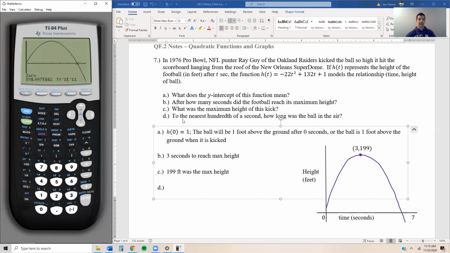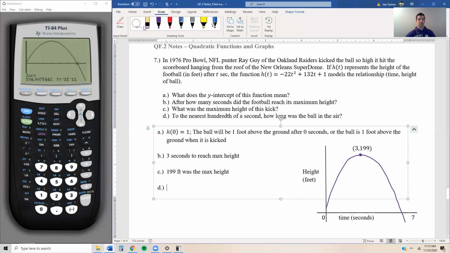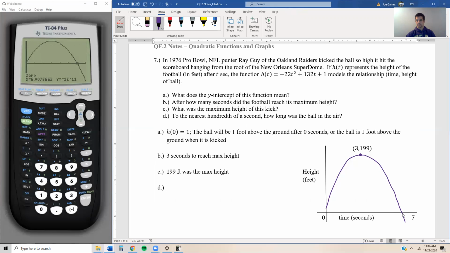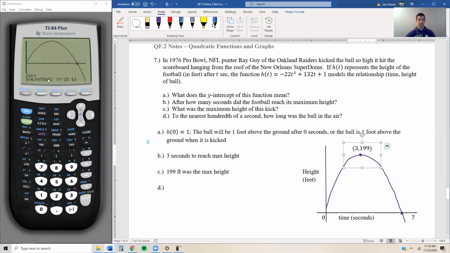Okay, so it does say round to the nearest hundredth of a second. So we want to make sure that we round this appropriately. My work here is going to be the point I'm going to draw on my graph. I'm going to draw a point there, and I'm going to go ahead and label this point.